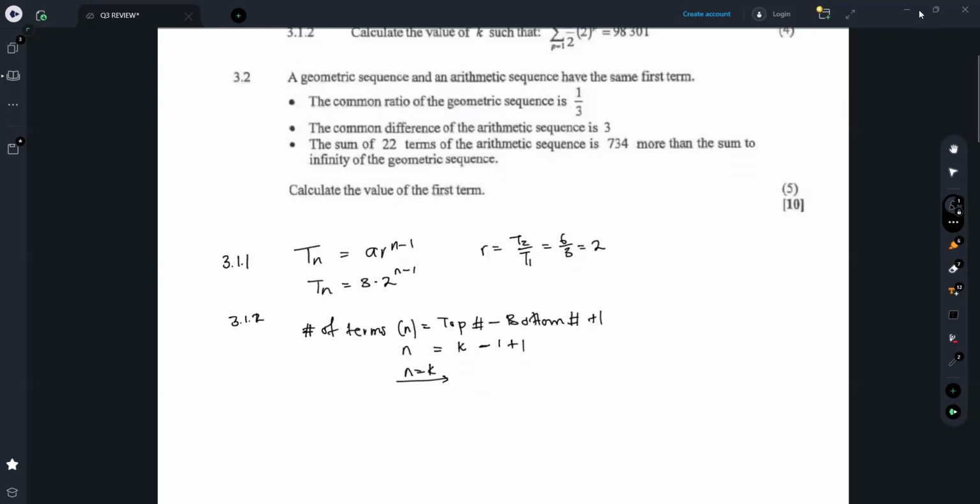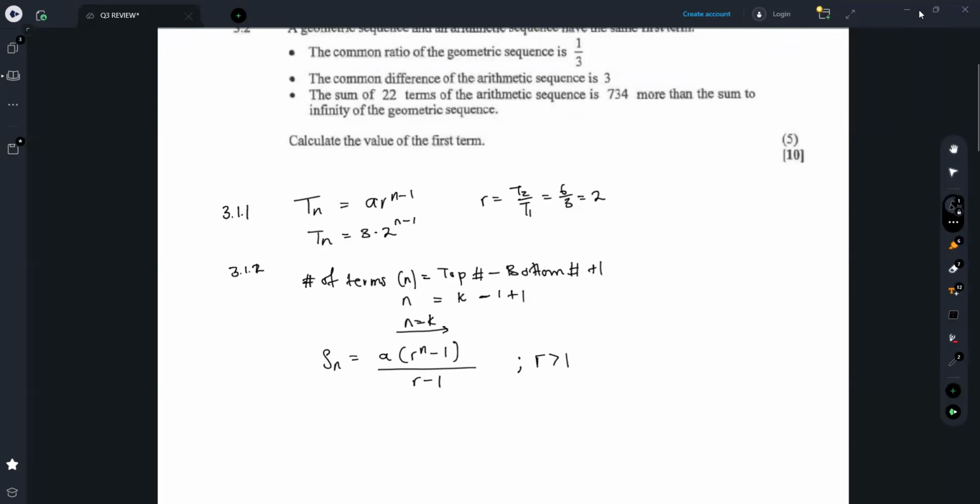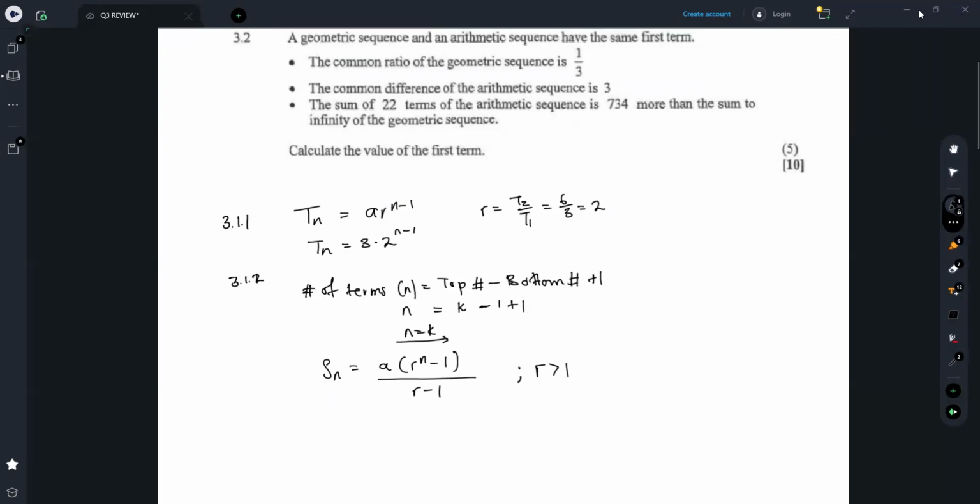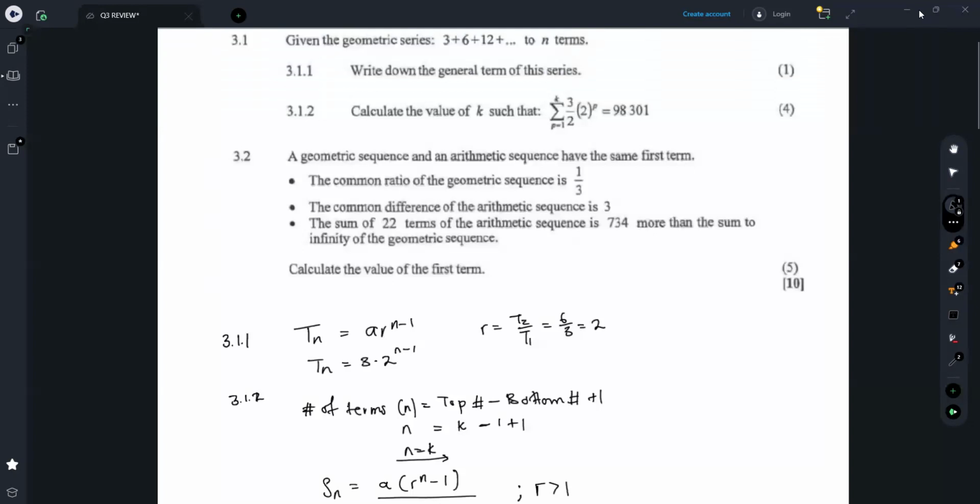Okay. So now we know that this is a geometric series. So we're going to use the formula as such. So we're going to have Sn is equal to A into R to the power n minus 1, all over R minus 1. Well, I'm choosing this formula here because our R is greater than 1. Much easier to work with, like that. So now you're trying to find out how many terms of this pattern we added up to end up with 98301. We want to find out how many terms of this pattern have been added up.